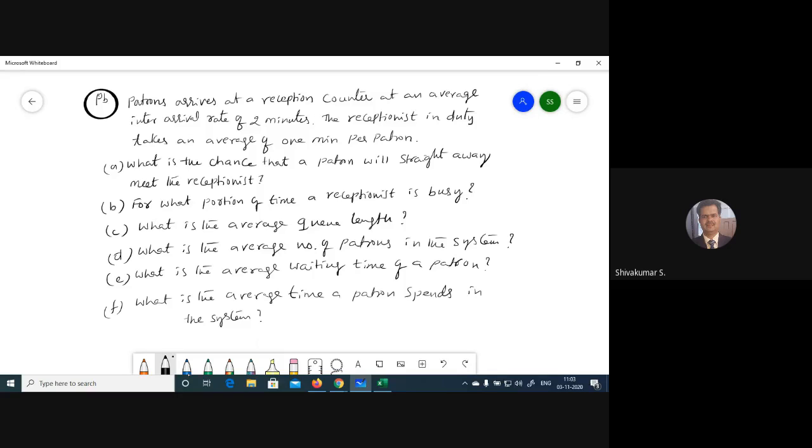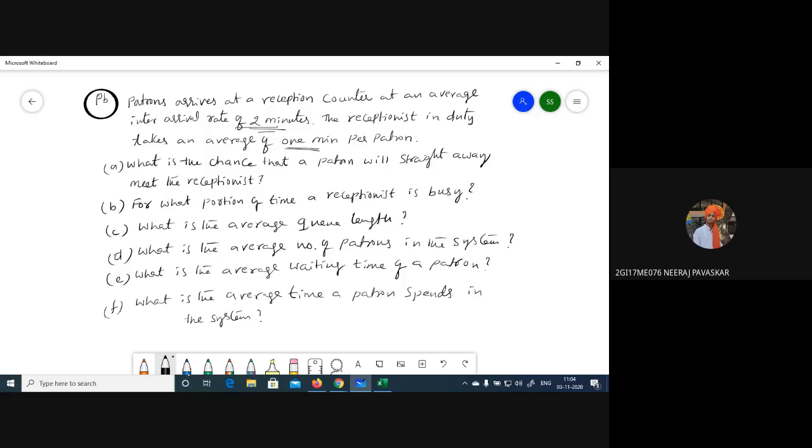Okay, so there are 5 questions to answer. Patrons arrive at a reception counter at an average interval of 2 minutes. The receptionist on duty takes an average of 1 minute per person, one person at a time. Now the questions: what is the chance that a patron will straight away meet the receptionist? For what portion of the time is the receptionist busy? What is the average queue length? What is the average number of patrons in the system? What is the average waiting time of a patron? Next, what is the average time a patron spends in the system? These are the 5 questions you have to answer.